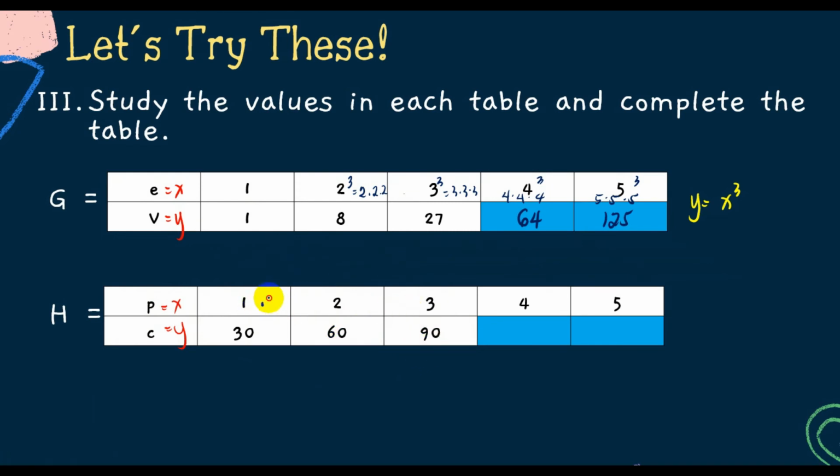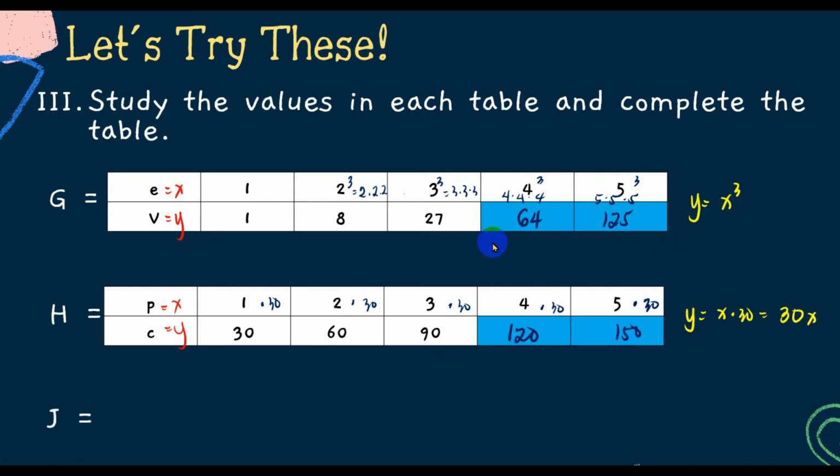Nag-multiply tayo by 30. 1 times 30 is 30. 2 times 30 is 60. 3 times 30 is 90. So, 4 times 30 is 120. And 5 times 30 is 150. So, yun yung dalawang nawawala. What do you think is the rule for this relation? Ang y daw ay equal saan? X times 30 or we can write it as 30x.